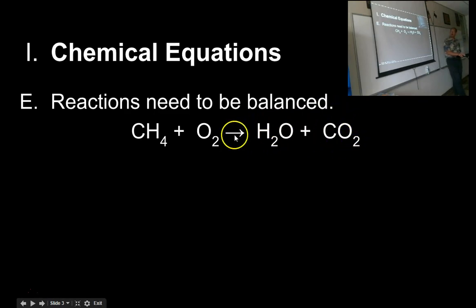This is what we have made. These are the things that are produced. These are the things that I mix together. And so they are the reactants. And then this little thing, not an equal sign, it's yield. So methane and oxygen yield water and carbon dioxide. That's an example of a chemical equation.